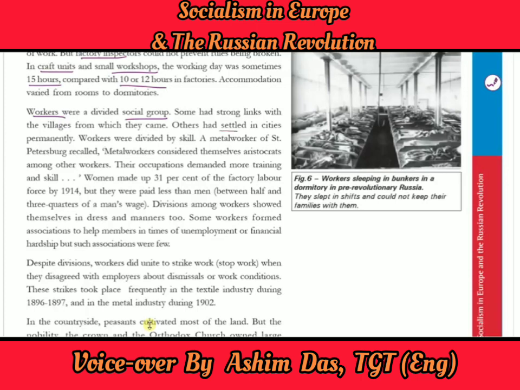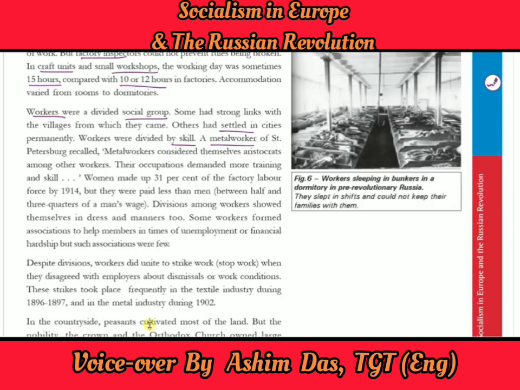So, workers were a divided social group at that time. Some had very strong links with the villages from which they had come, their native place, and others had settled in cities permanently. Workers were also divided by skill, by what work and what quality they did. So the skills that they had made them distinct from one person to another.